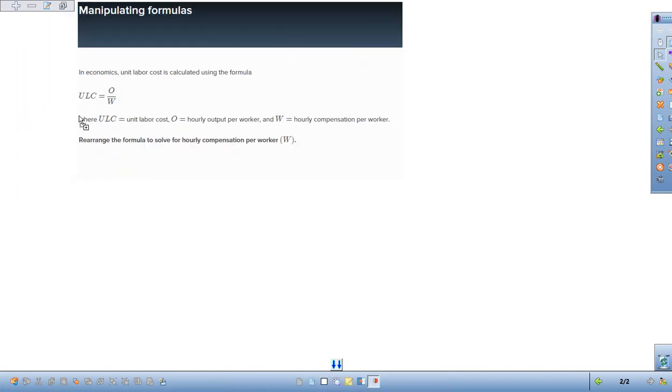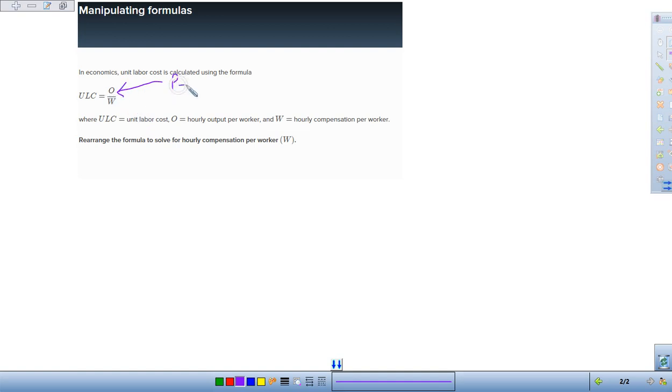In economics, unit labor cost is calculated using the formula. ULC stands for the unit labor cost, O is the output per worker, and W is their compensation. So in other words, basically this is how many units are produced, right?